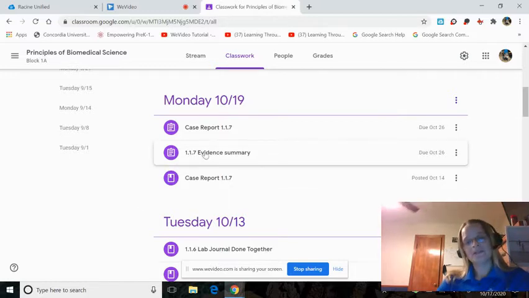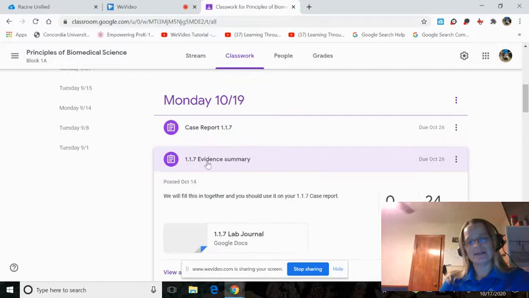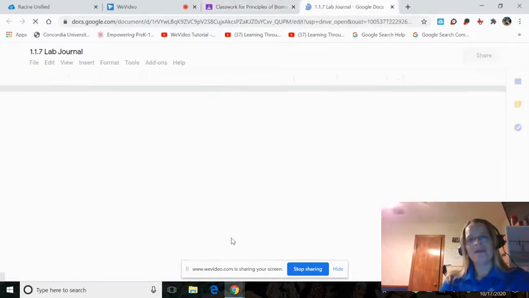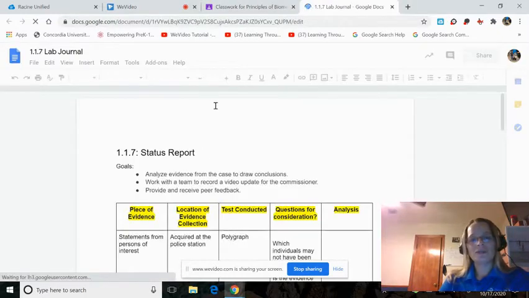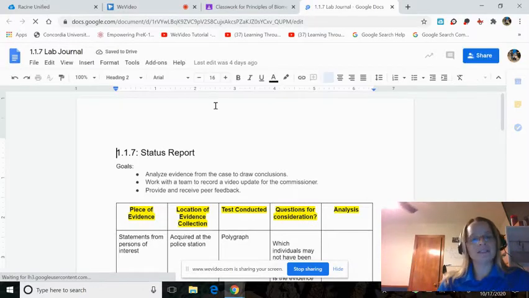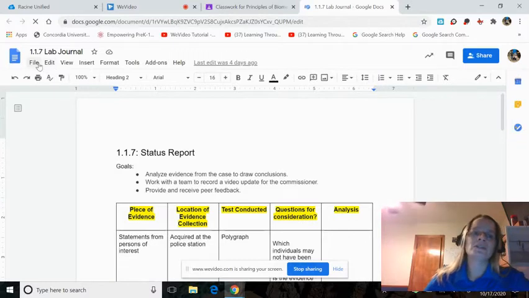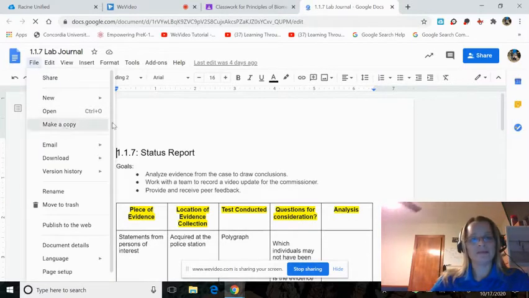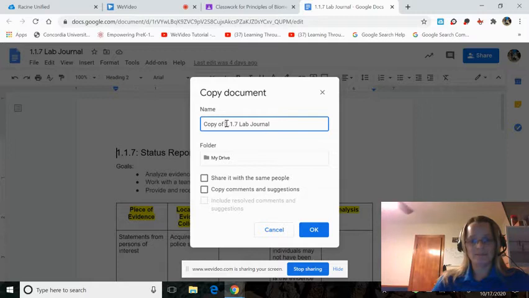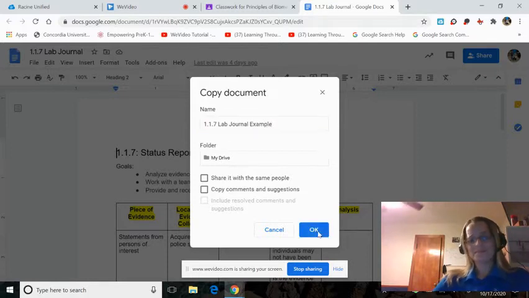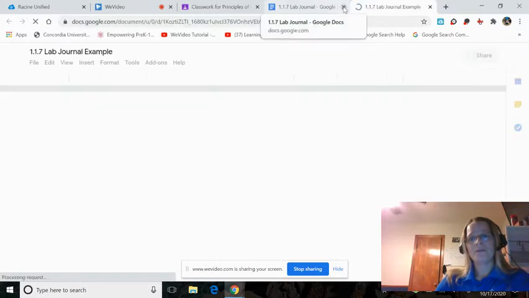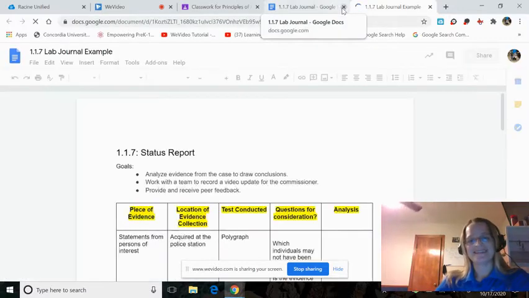The first thing you're going to do is click on the evidence summary and open that up. It's just a way of organizing all the evidence we have so far about the Ana Garcia case. What I'm going to do is make a copy of this so that I can type it out, as always, so you can see it. And we'll work through this together.